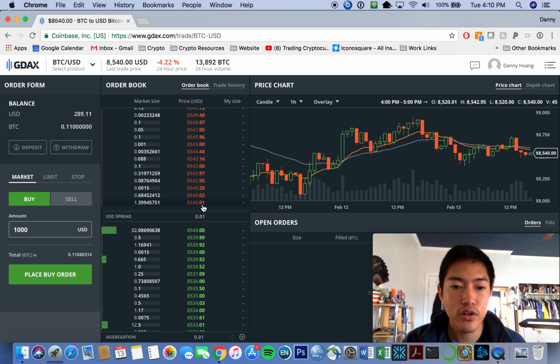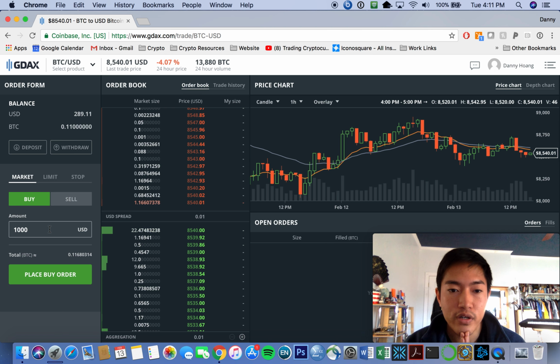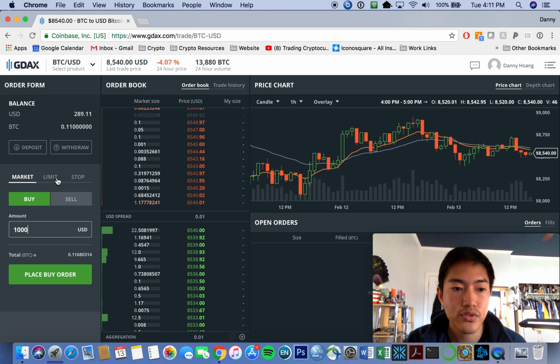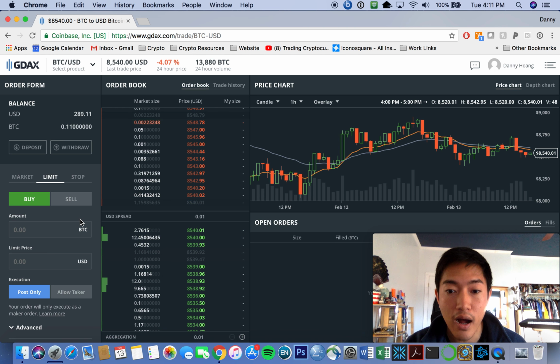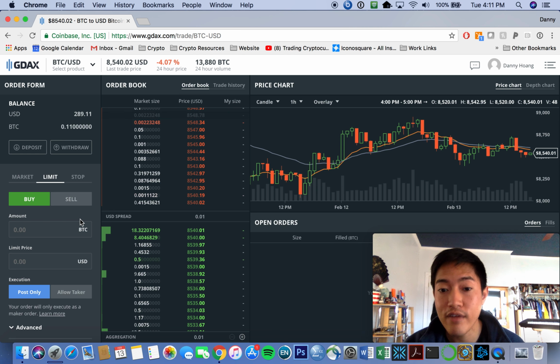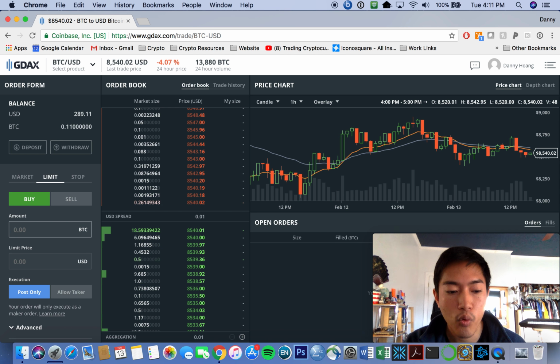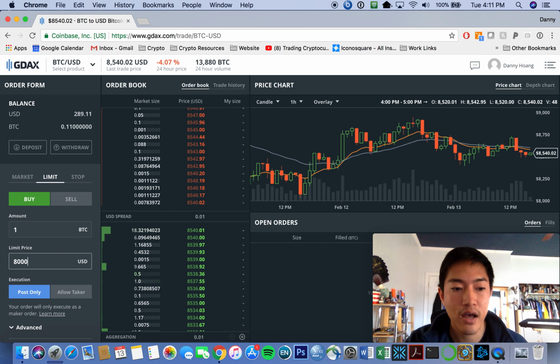So it would look for the lowest price, which is 8,540, and it would take part of this order off the order book. Now, the difference between a taker and a maker order is that a taker order is liable to fees. GDAX charges a small fee for every taker order. If you want to avoid all fees, you could only make maker orders. One way to do that is with limits. So let's say that I want to buy if Bitcoin ever drops to a certain price. Let's say I want to buy 1 Bitcoin if it ever hits 8,000.